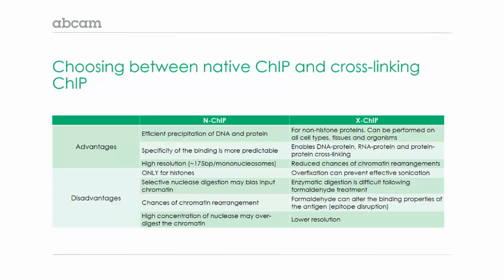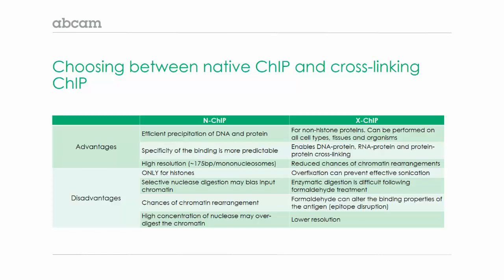Another disadvantage is that since the nuclease digestion is selective, the digestion may bias input chromatin, and there are also chances of chromatin rearrangement. And of course, if you use too much nuclease, you could over-digest the chromatin.